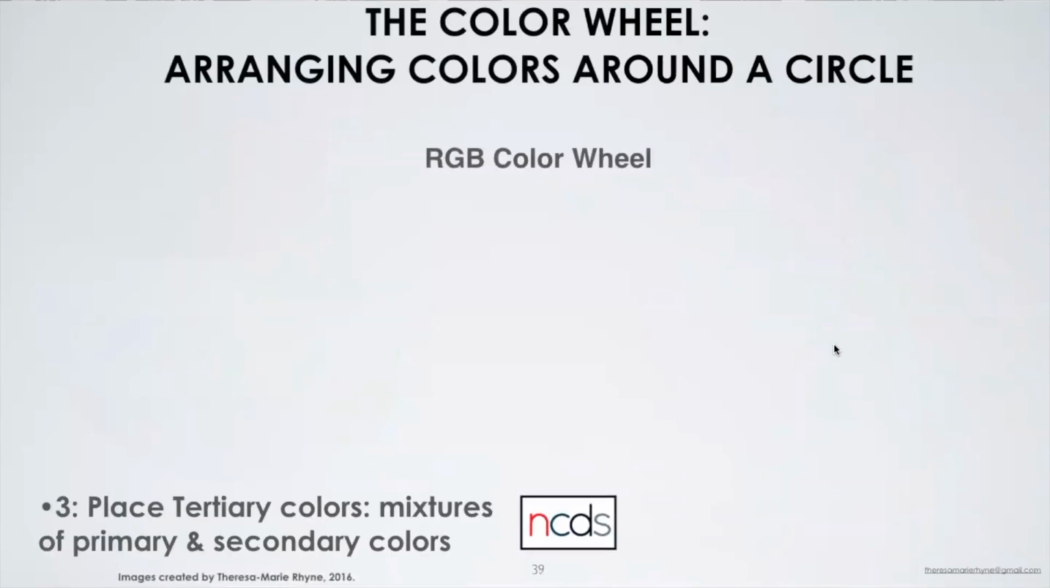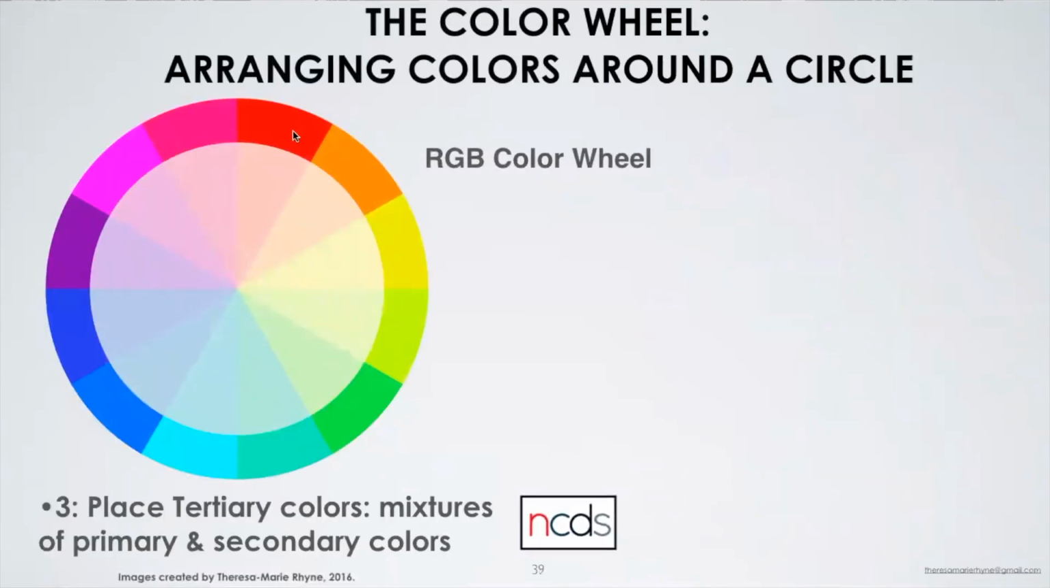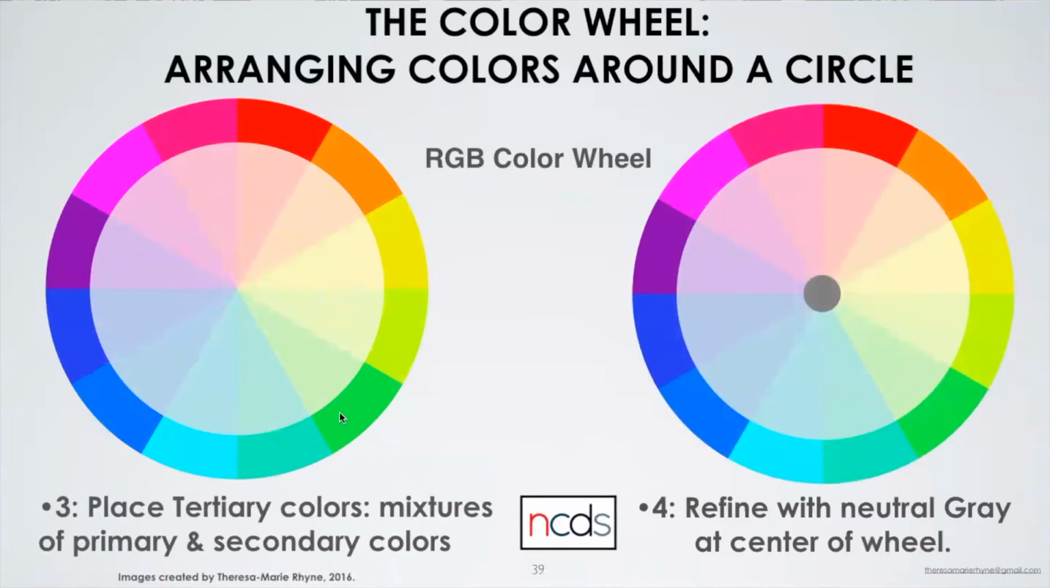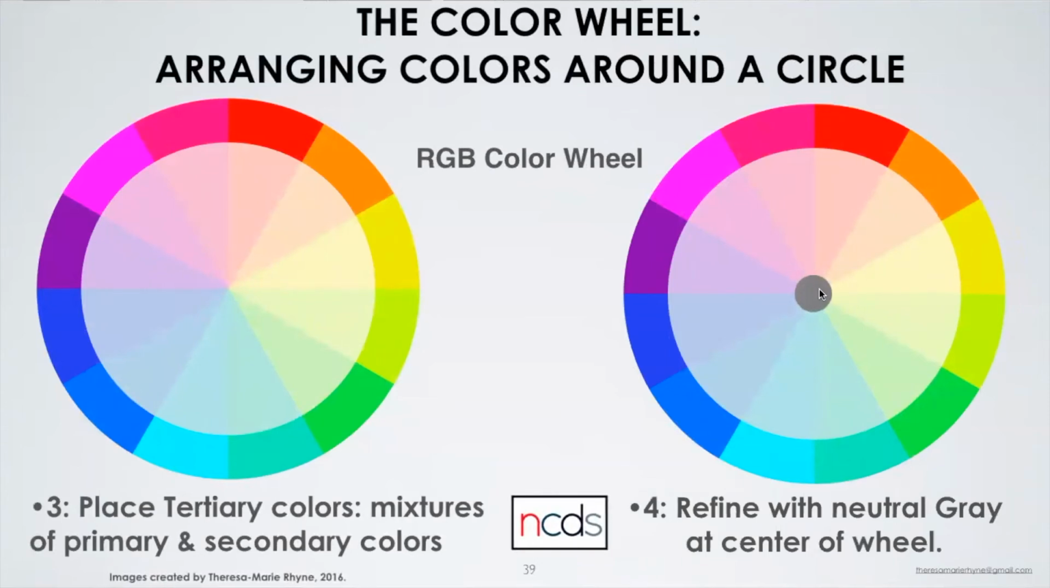Then we can add more tertiary colors to get more color elements if we want them, right between these two. And then we're going to put a neutral gray zone, or you can put a white zone, in the center of the color wheel.